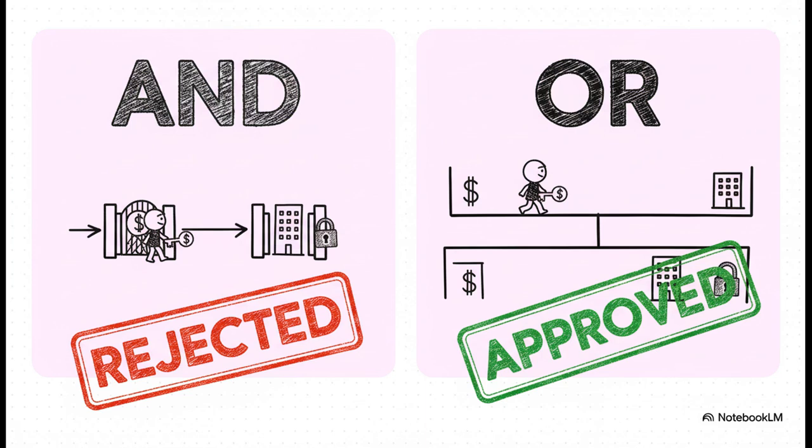And versus or. Think of and as a really strict checklist. Every single item has to be true. So in our loan example, even with a $1 million salary, you're rejected because you're not an existing customer. But or is way more relaxed. Only one condition needs to be true. That huge salary is enough, so you're approved. Getting this simple difference right can save you from some massive logic bugs down the road.